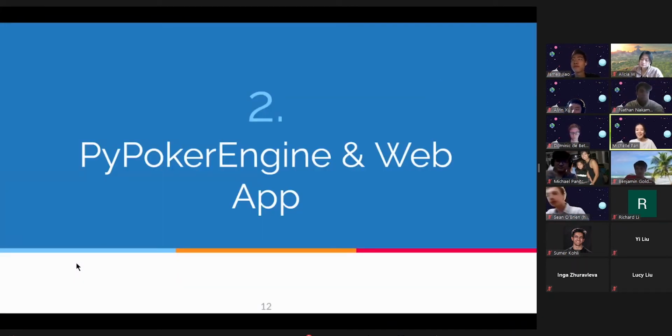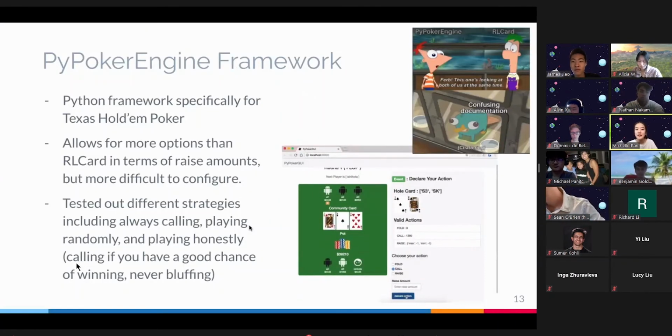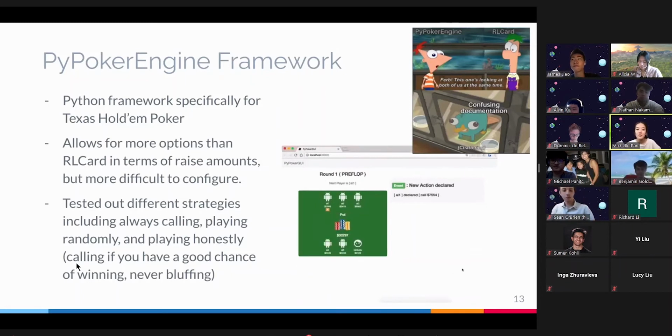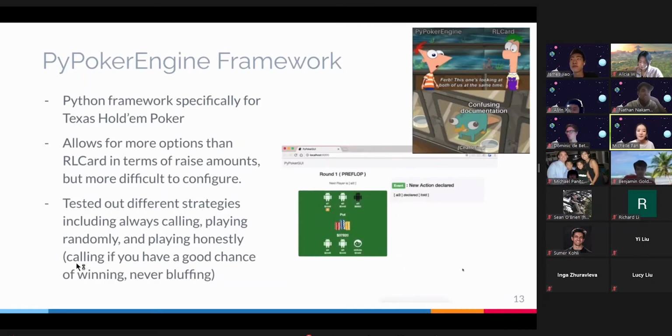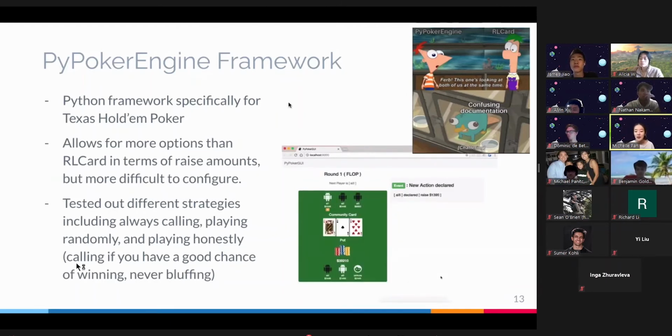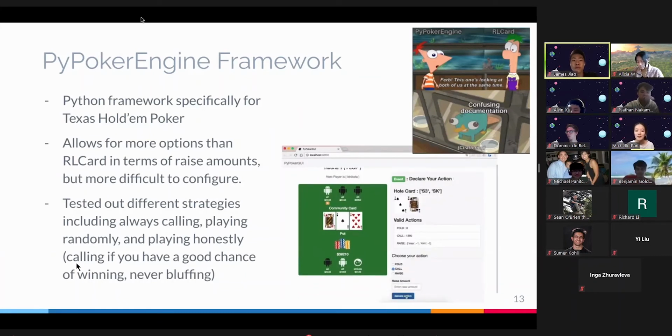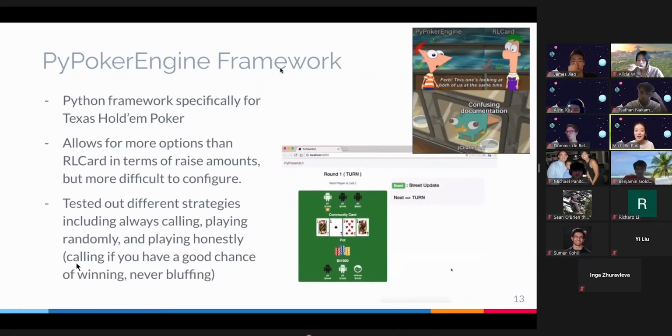Now I'm going to talk about PyPoker Engine and our final web app. PyPoker Engine was another framework specifically built for Texas Hold'em poker, and we actually experimented with this at the beginning of our project. We found that it allowed more options in terms of raising and gameplay, but it was more difficult to configure to train agents with. So we ultimately chose RLCard instead.